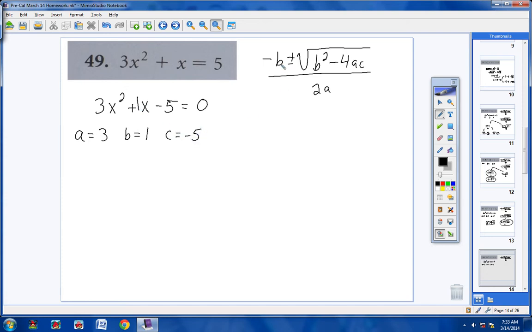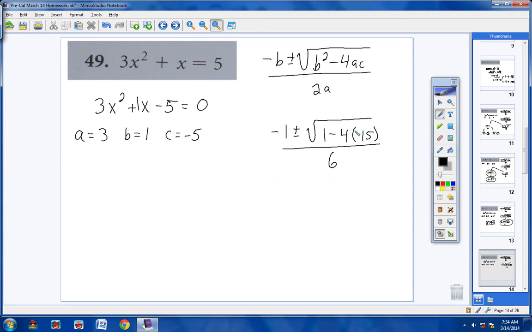Now, negative B is 1. Put a 1 in for the B. Negative 1 plus minus the square root of b squared, where the b is, put a 1. 1 times 1 is 1. Negative 4 AC. A times C. That would be a negative 15. All over 2 times A. A is 3. 2 times 3 is 6.